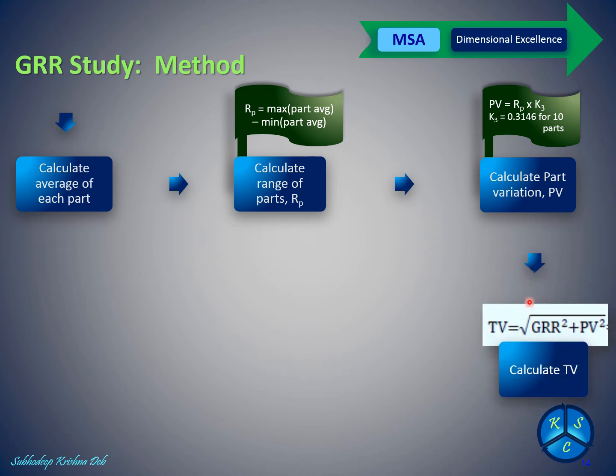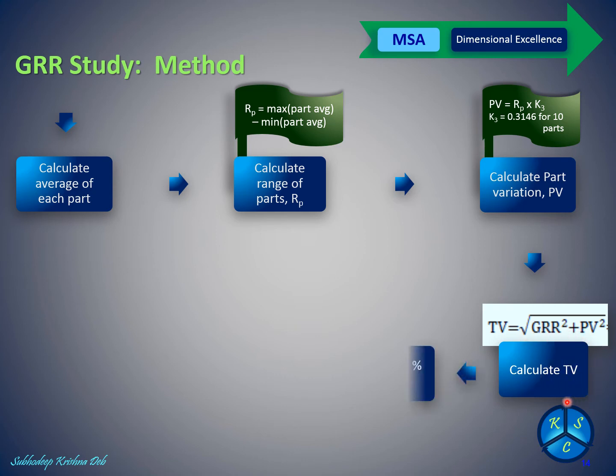Now this total variation, TV, is equal to root over GRR square plus PV square. PV is the part variation, GRR is the gauge repeatability and reproducibility. We have calculated this in the last slide, and this gives the total variation.